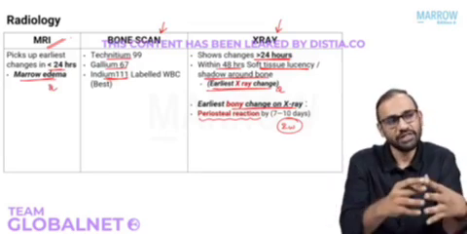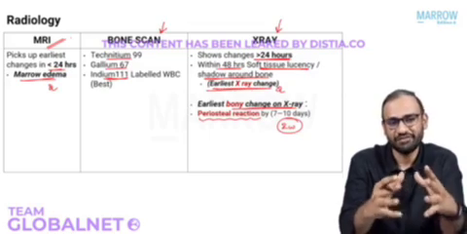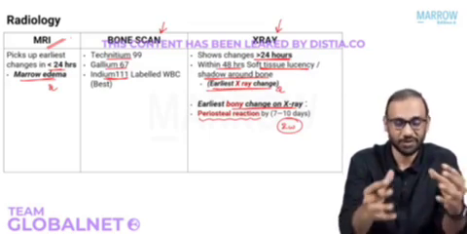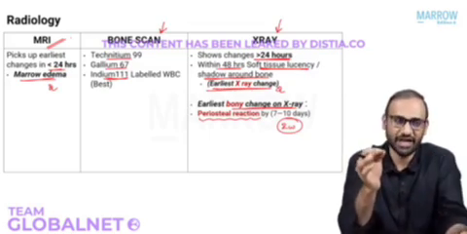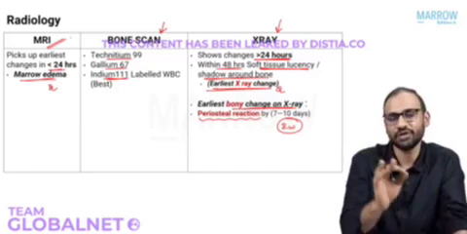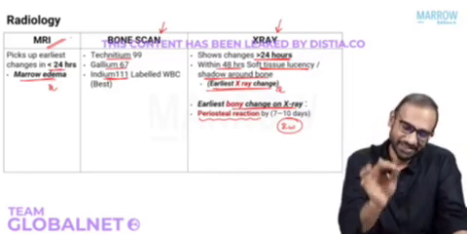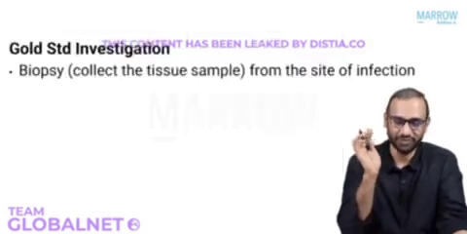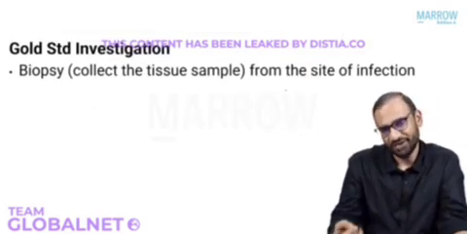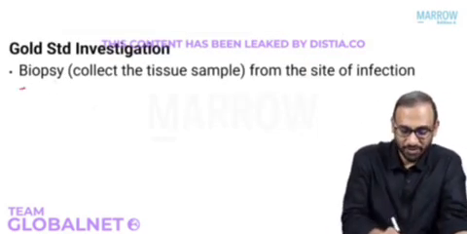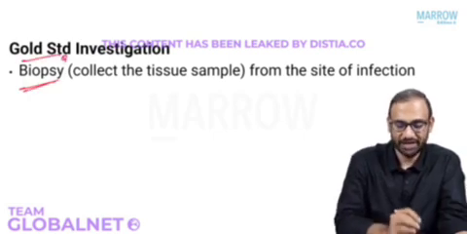But nevertheless, all these investigations are not very specific. So the gold standard investigation that will help you make the diagnosis without any kind of doubt is biopsy. Go to the tissue, take out the tissue and look at the tissue. What will you find? You will find the bug or you'll find the pathology there. So biopsy is the gold standard investigation.